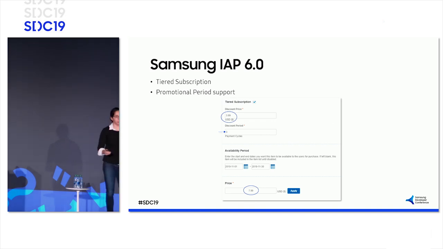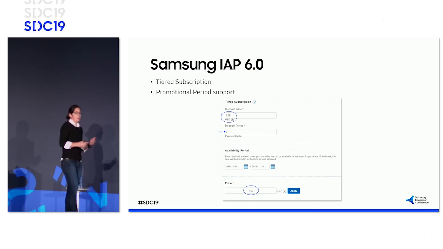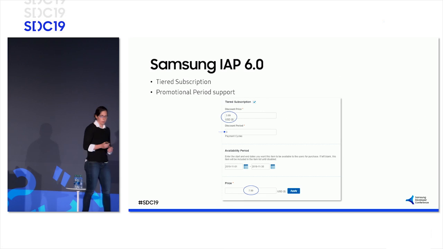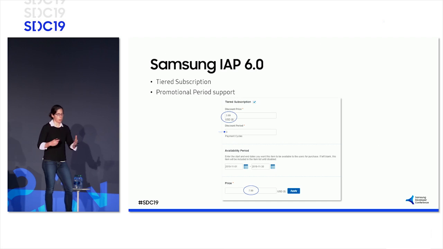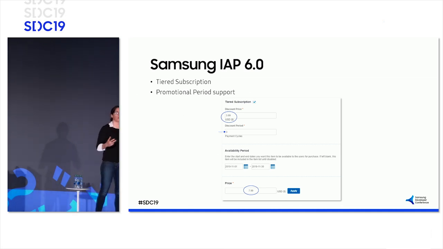The first one is tier subscription, which basically gives you the capability to offer a discounted subscription price for a selected number of payment cycles. We think this will allow our developers, our partners, to offer very key promotions to their users. Then we can help them with managing that tier pricing for them. We are also offering promotional period support, which basically gives you the ability to have a subscription available during a specific period of time needed. Again, it's the same strategy, to give the flexibility to our developers, to our partners, to offer these promotions to their users.